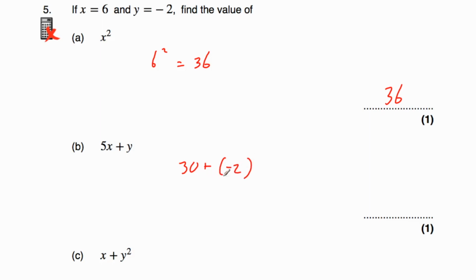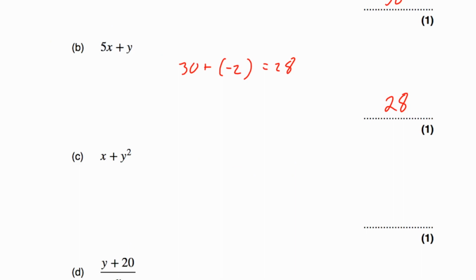Now, whenever we add a negative number, we take away, because when we add a positive number, it goes up. When we add a negative number, it goes down. So we're going to do 30 plus negative 2, so it's going to be 2 lower than 30, which would be equal to 28. So the expression 5x plus y, whenever x is equal to 6 and y is equal to negative 2, will be equal to 28.